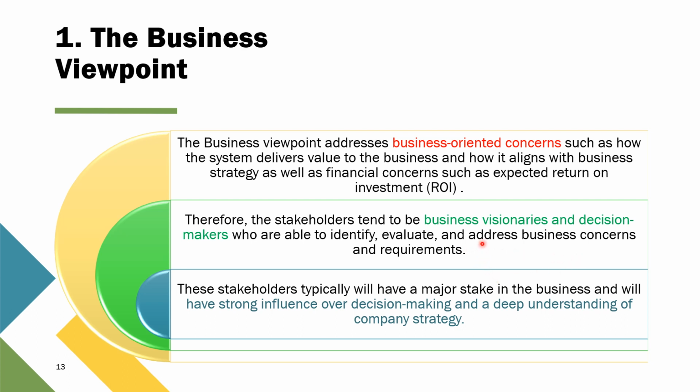Those in this business viewpoint are usually the CEO, managing directors, and all the people at the top of the company. These stakeholders typically have a major stake in the business and have strong influence over decision making and a deep understanding of company strategy. So those who are going to make the decision in this business viewpoint will have the major power in decision making on determining the system that they want to develop inside the industry.